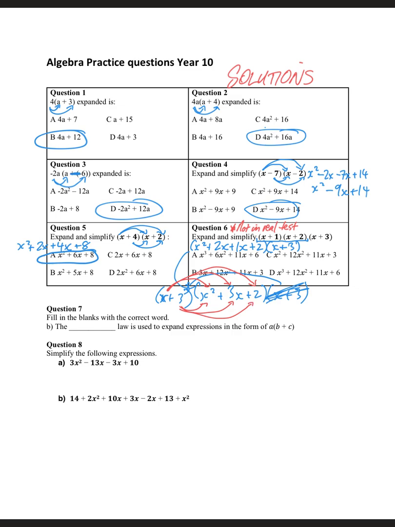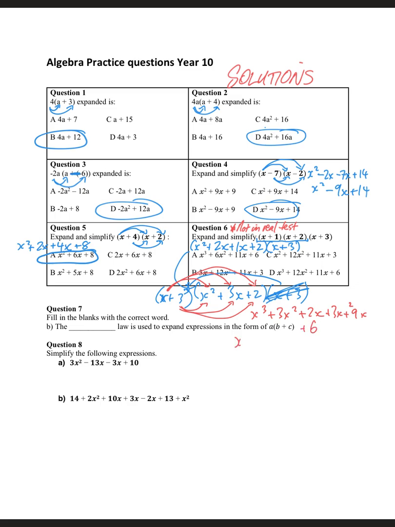So that's going to be x times by x squared is x cubed. X times by 3x is 3x squared. X times by 2 is 2x. And then 3 times by x squared is 3x squared. 3 times by 3x is plus 9x. And then 3 times by 2 is plus 6.